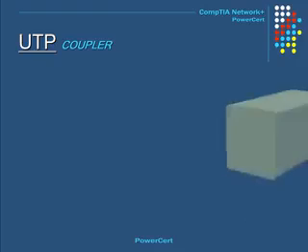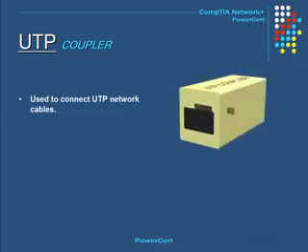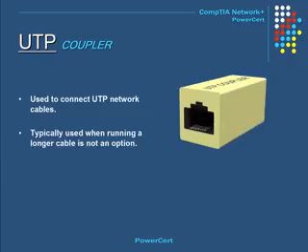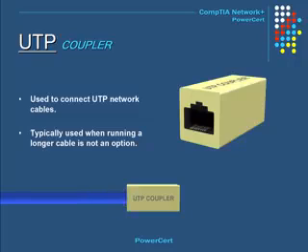A UTP coupler is used for connecting UTP cables with RJ45 connectors to each other. This is typically used when running a longer cable is not an option. You just plug one end of the cable into the coupler and then add another cable on the other side. And now you have successfully extended your UTP cable.